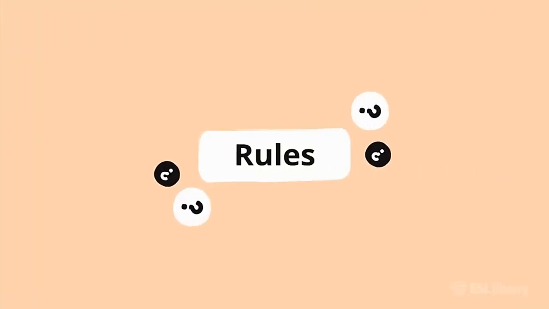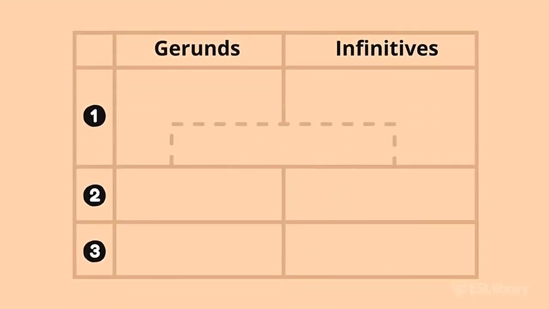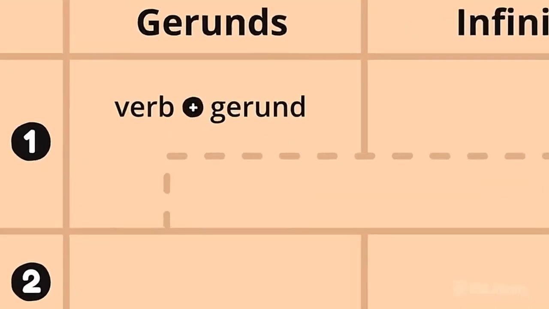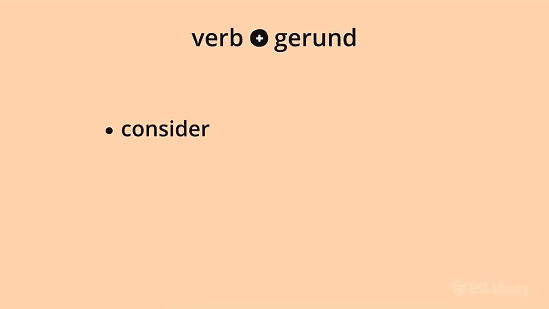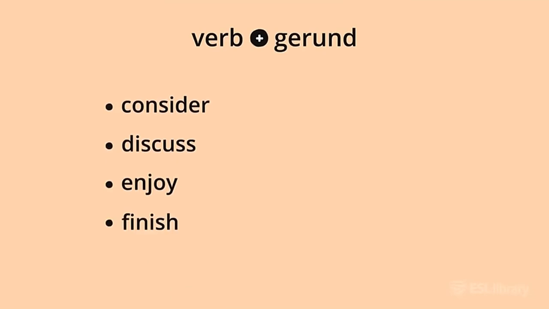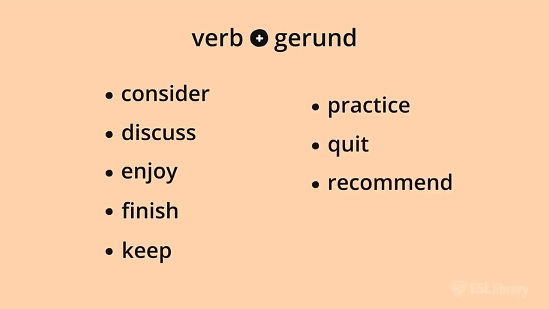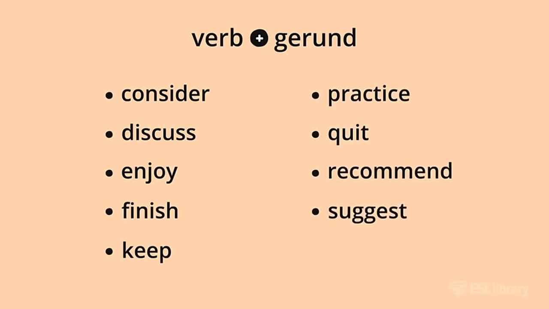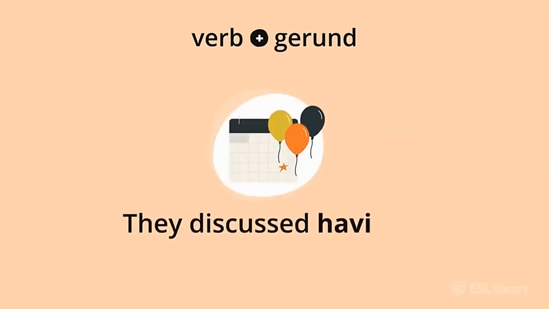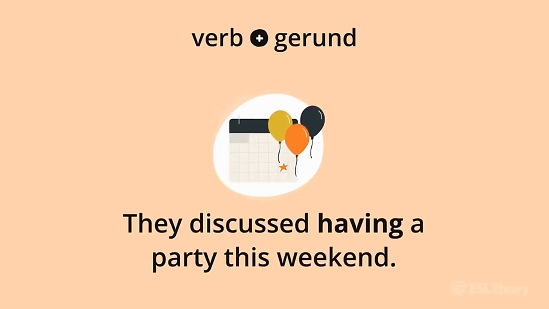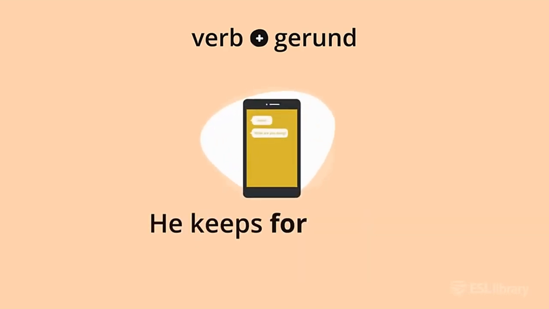How do we know when to use gerunds and infinitives in English? There are three basic rules for gerunds in English. There are also three basic rules for infinitives in English. Some verbs are always followed by a gerund. Common verbs followed by a gerund are consider, discuss, enjoy, finish, keep, practice, quit, recommend, and suggest. For example, they discussed having a party this weekend. He keeps forgetting to text me.